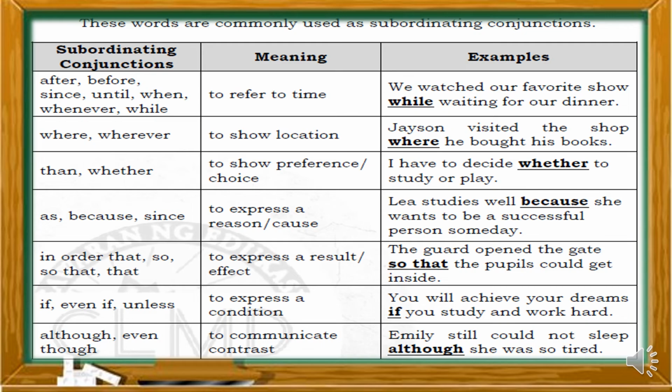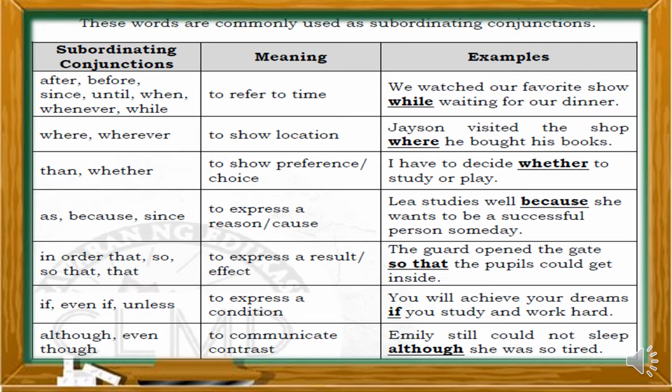These are examples of commonly used subordinating conjunctions. We have the first set: after, before, since, until, when, whenever, and while, which are used to refer to time. Example: we watch our favorite show while waiting for our dinner.